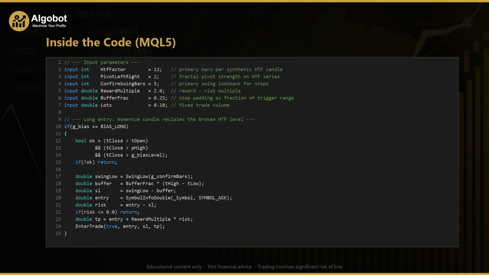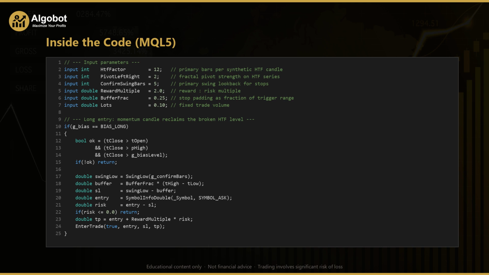Confirm swing bars decides how far back the strategy looks when placing its structure stop. RewardMultiple is the reward-to-risk ratio applied to the take profit. BufferFrac adds padding to the stop as a fraction of the trigger candle's range, and lots is simply the fixed trade size. Now to the signal logic.